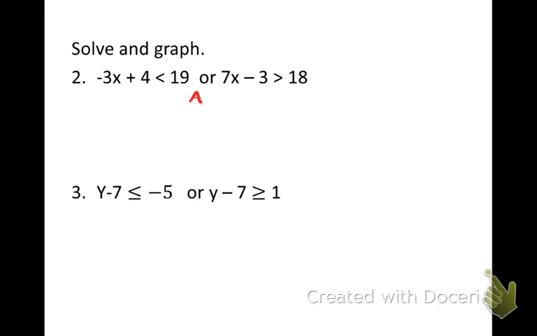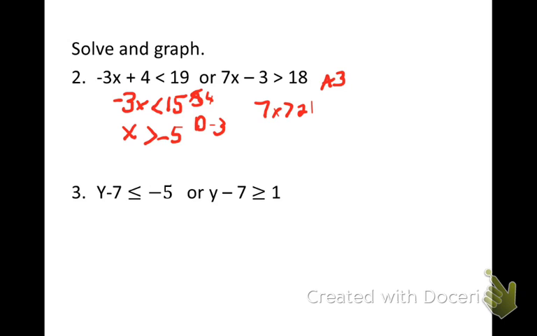So if I add 4 to both sides on this, I'm going to get negative 3x, I should be subtracting 4, is less than 15. And I divide by a negative 3. Remember, I'm dividing by a negative, so what happens? I reverse my inequality symbol, and I get x is greater than negative 5. Over here, I'm going to add 3 to both sides. I get 7x is greater than 21. Divide by 7, and I get x is greater than 3.